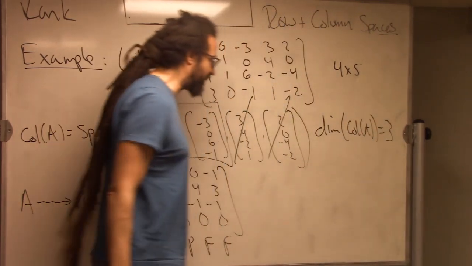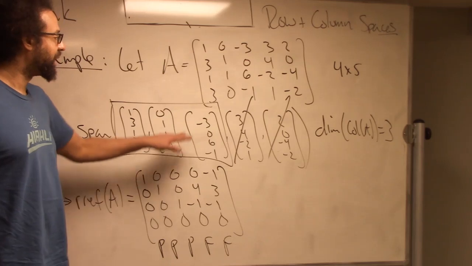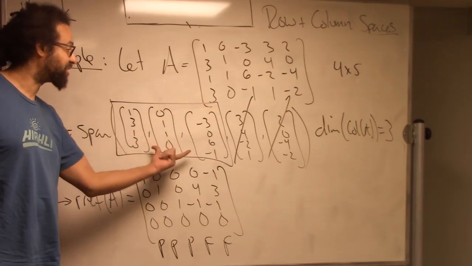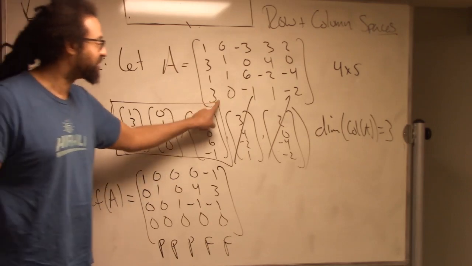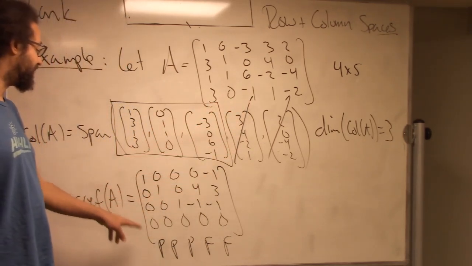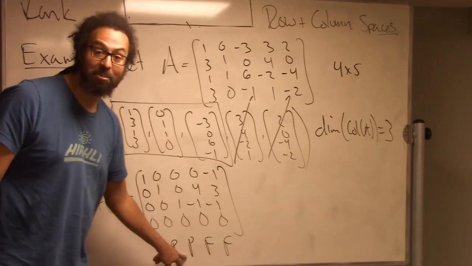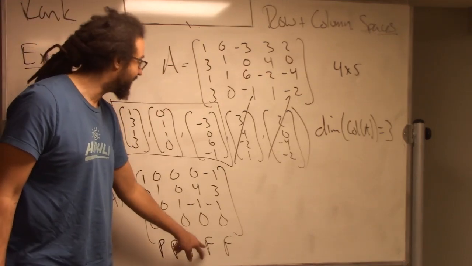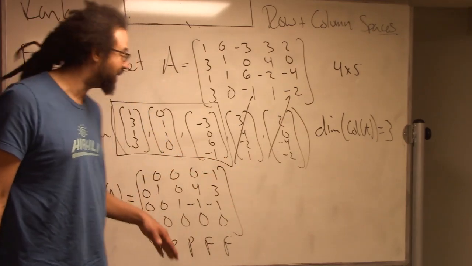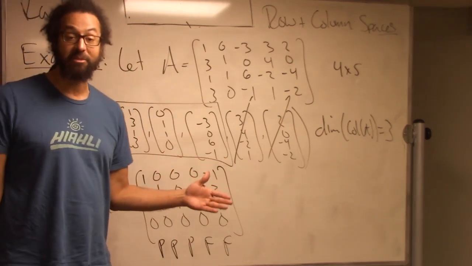is equal to 3. So now we want to go ahead and find a basis for the row space. We found a basis for the column space: it's the first 3 columns, because those were associated with the first 3 pivot columns, and we got rid of the two free ones. Now we want to do the same thing for the row space.